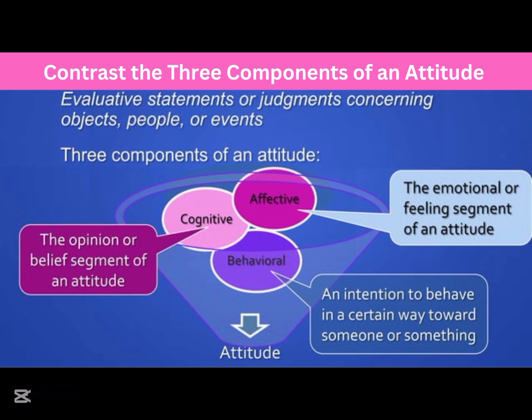So let's start. Attitudes are evaluative statements or judgments concerning objects, people or events. 3 components of an attitude. Number 1, cognitive. The opinion or belief segment of an attitude. Affective. The emotional or feeling segment of an attitude. Behavioral. An intention to behave in a certain way towards someone or something. The combination of these 3 elements will build up your attitude.